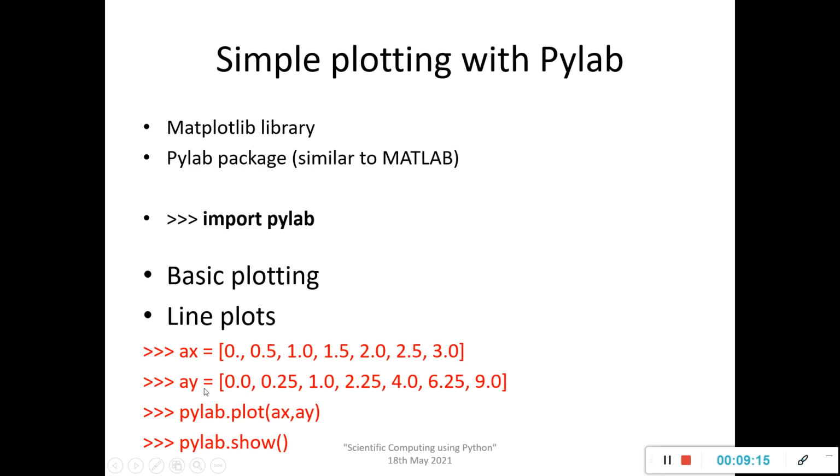The red colored lines indicate a simple program where AX is the given input dataset, AY is the given output dataset, and we just have to say pylab.plot AX, AY. So X gets plotted versus Y, and then we show the graphs.